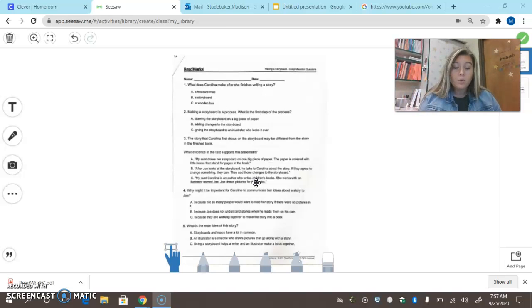Number 5. What is the main idea of the story? A. Storyboards and maps have a lot in common. B. An illustrator is someone who draws pictures that go along with the story. C. Using a storyboard helps a writer and an illustrator make a book together.